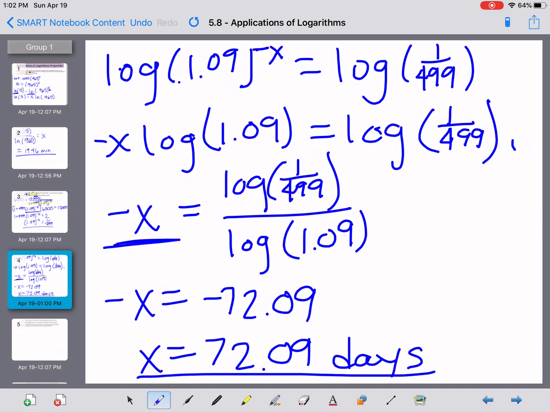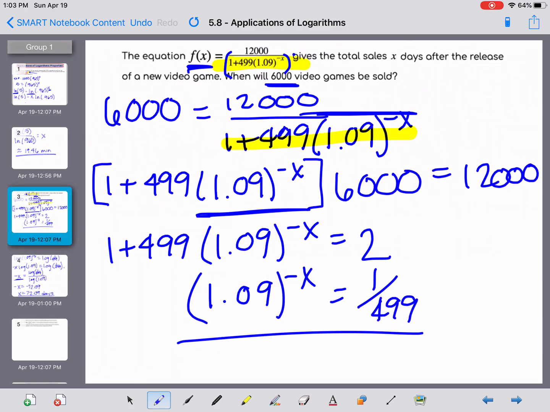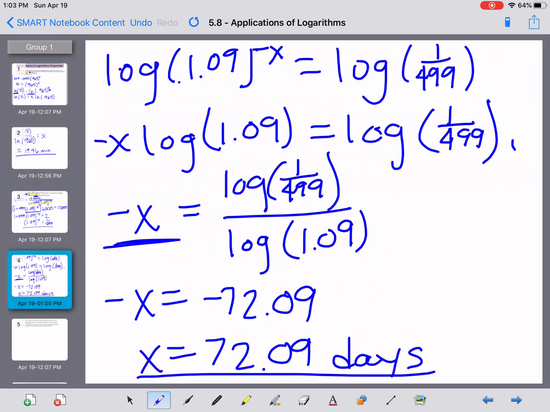There you go. And there's an easy way to check this if you're not 100% sure: you can simply plug that 72.09 into your original equation where it was f of x equals 12,000 over and so on. If you plug in 72.09, in this case negative 72.09 as the exponent, you should get right around 6,000. It'd be a little off because you rounded, obviously, but you can double check that. Okay, and we'll do that with the next one for sure. But there's your value there. Okay.